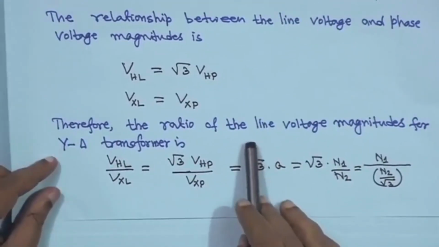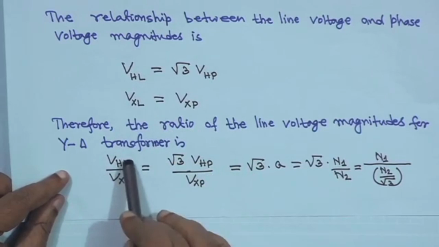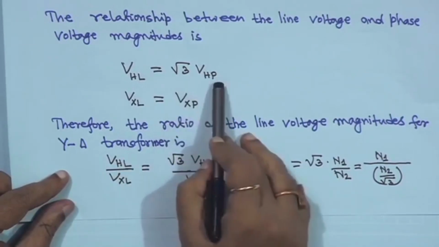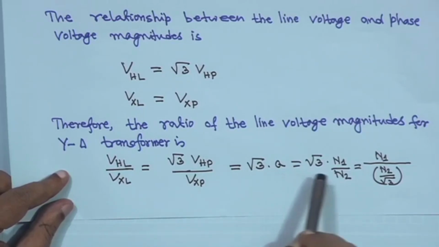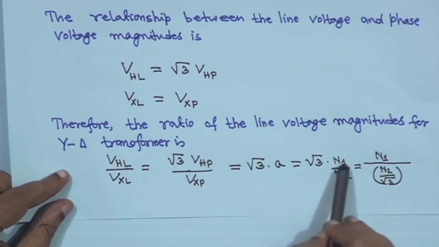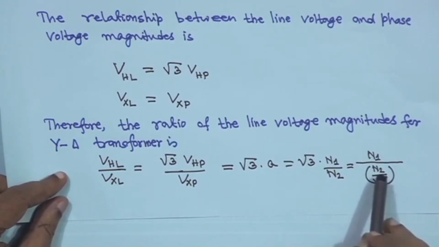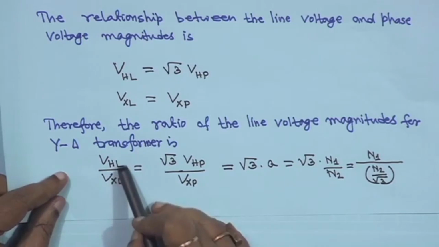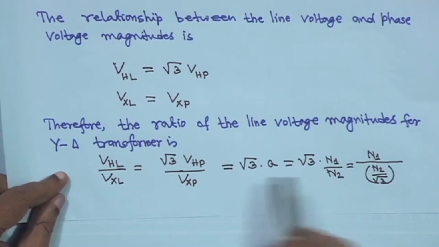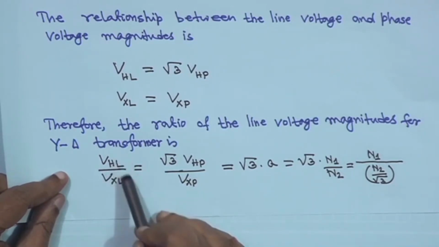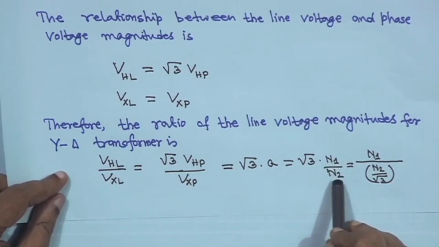Therefore, the ratio of the line voltage magnitudes for a star delta transformer is VHL upon VXL, which is equal to root 3 VHP upon VXP, which is root 3 into A, and A is equal to N1 upon N2. So that is root 3 into N1 upon N2, which I am writing as N1 divided by N2 upon root 3. Later we will see what the meaning of this is. So VHL upon VXL is basically root 3 into N1 upon N2, the ratio of the high voltage side line voltage to the low voltage side line voltage.